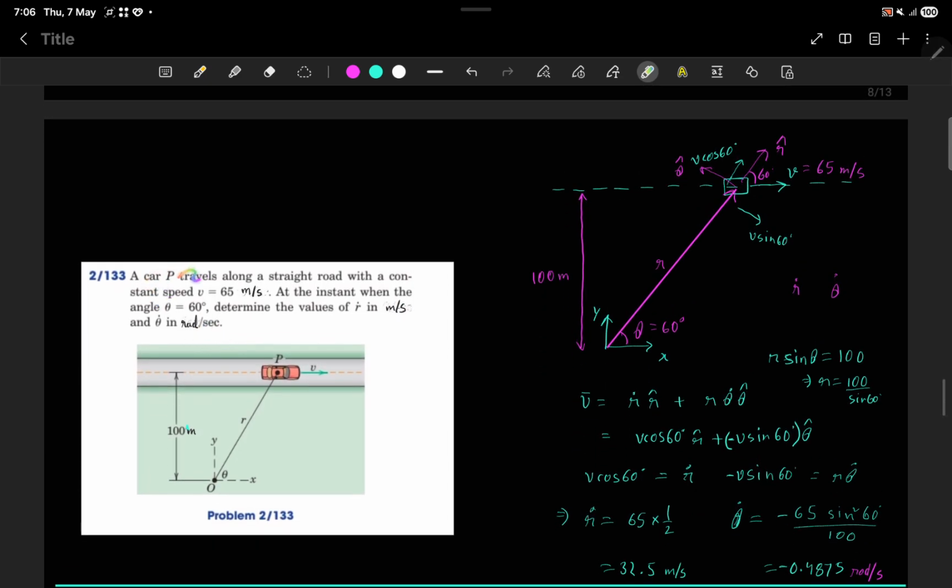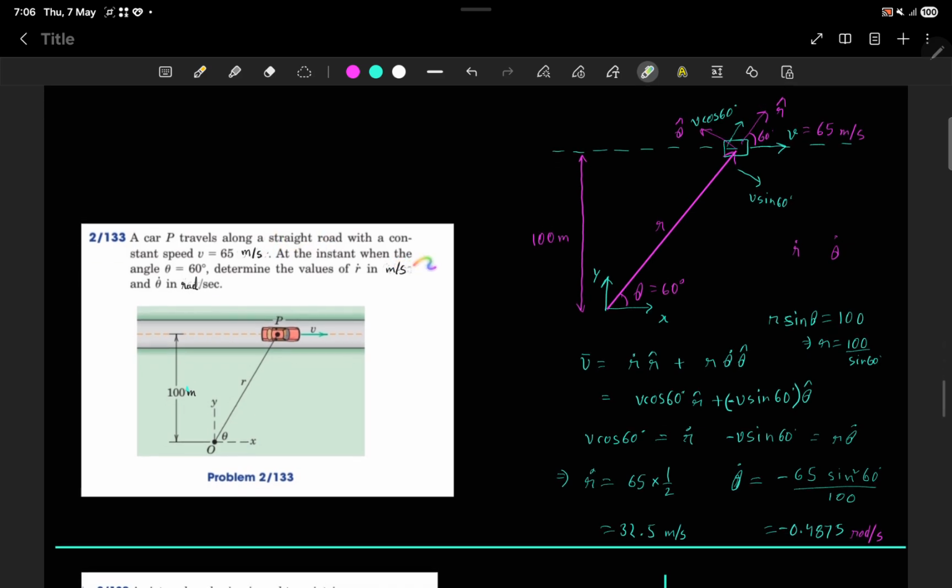This is a formula-putting question. What is given? A car P travels along a straight road with a constant speed of 65 meter per second. So this is constant. At the instant when the angle theta is 60 degree, determine the values of r dot in meter per second and theta dot. r dot and theta dot I have to calculate, and this distance is given as 100 meter. I have drawn it here.